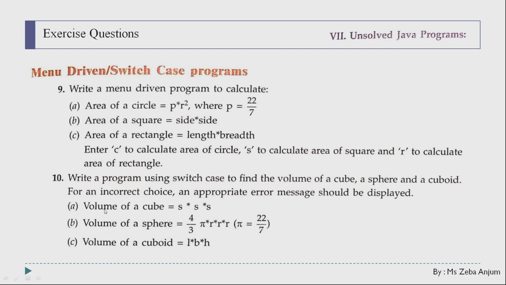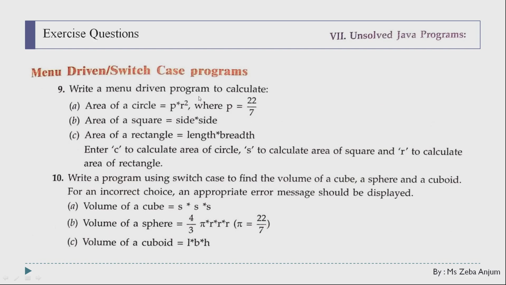Okay. The first one, for your volume of a cube, the formula is given, that is side into side into side. You are having volume of a sphere, that is 4 upon 3 pi into r into r into r, that is r cube. For the value of pi, you are going to use 22 upon 7 as we have used over there in the area of circle. Yes, for calculating volume of cuboid, you will be using this formula.